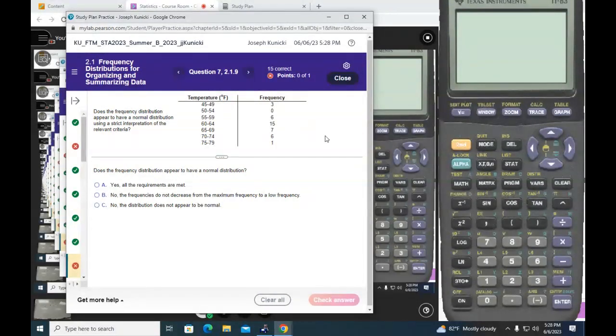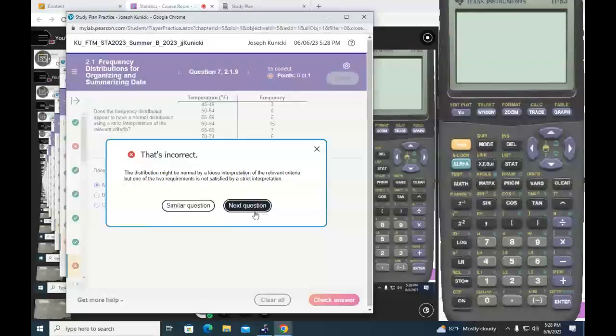Okay, does the frequency distribution appear to have the normal distribution? Does it start low, go high, and come back down? Basically, there's an anomaly at the first, but I could live with that. So I would say yes. Let's see if they agree. No, they don't agree.